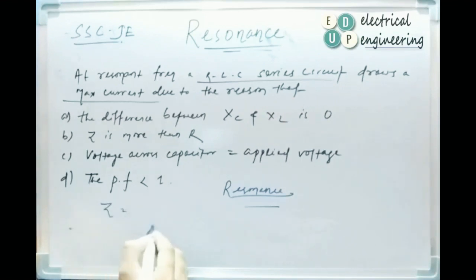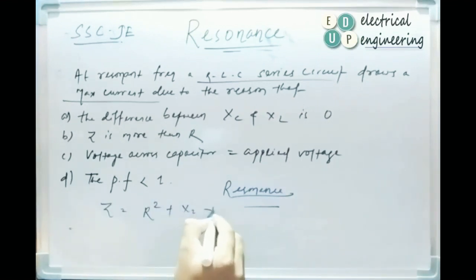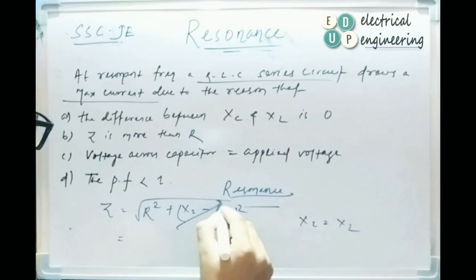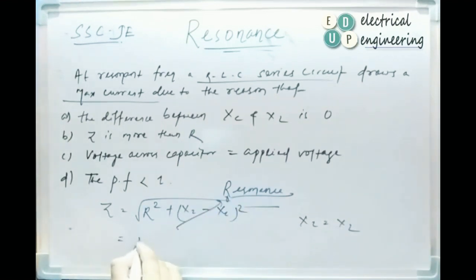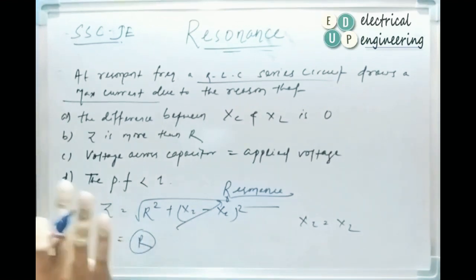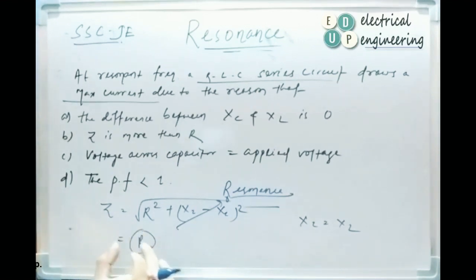Why? Because we know Z equals the square root of R squared plus (XL minus XC) squared. At resonance, XC is equal to XL, so this term will become 0. If this term becomes 0, Z equals R. The circuit becomes a resistive circuit. And R is definitely less than Z because the XC minus XL component is not there, it is 0 here. So the resistance is less than Z, and it is the minimum impedance that can happen in a resonance condition.